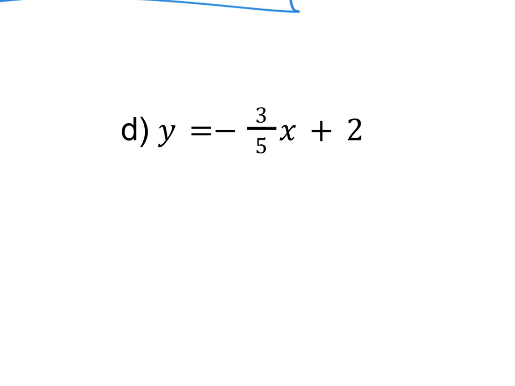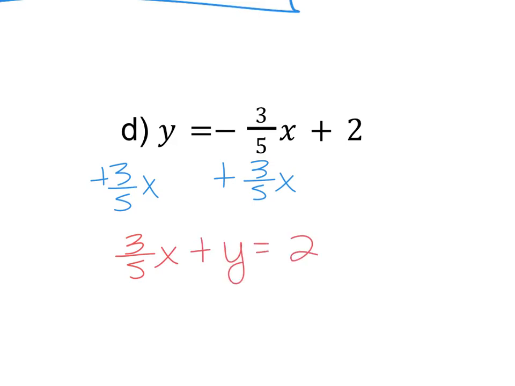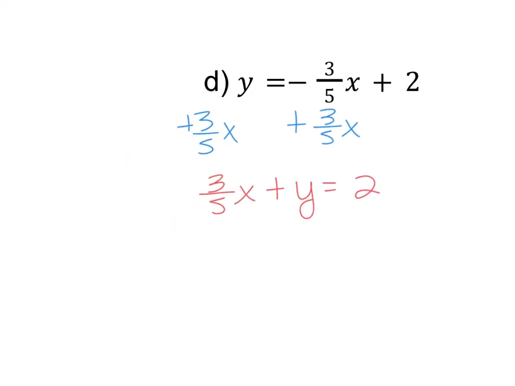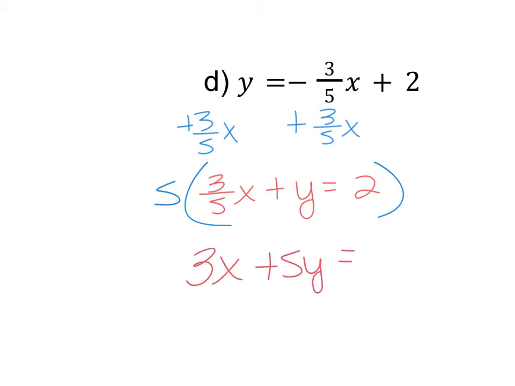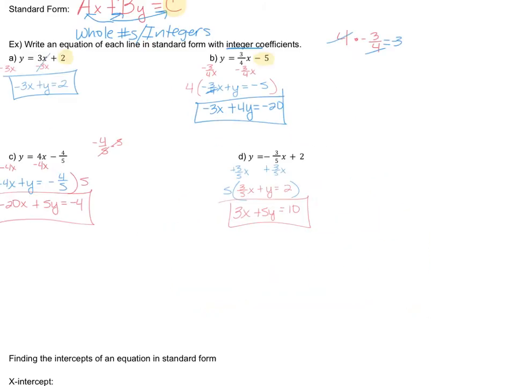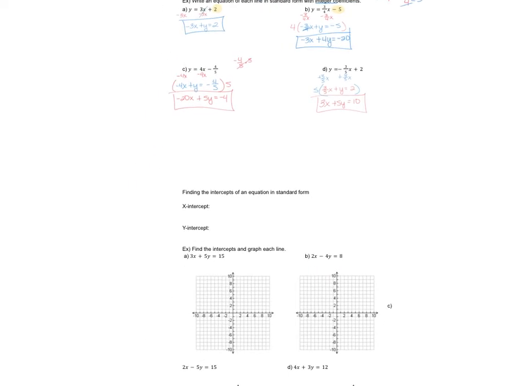Last one. Let's add 3/5 x to both sides. So I have positive 3/5 x plus y equals positive 2. All right, multiply everything by 5. That becomes 3x plus 5y equals 10. Okay, so that's how you go from slope-intercept to standard form.